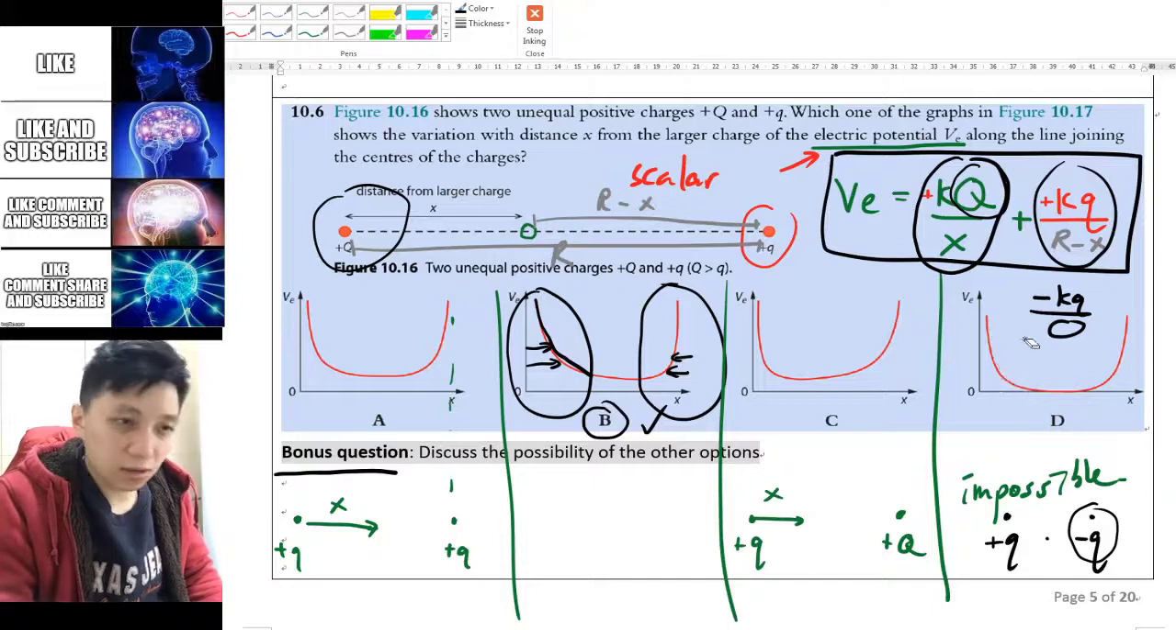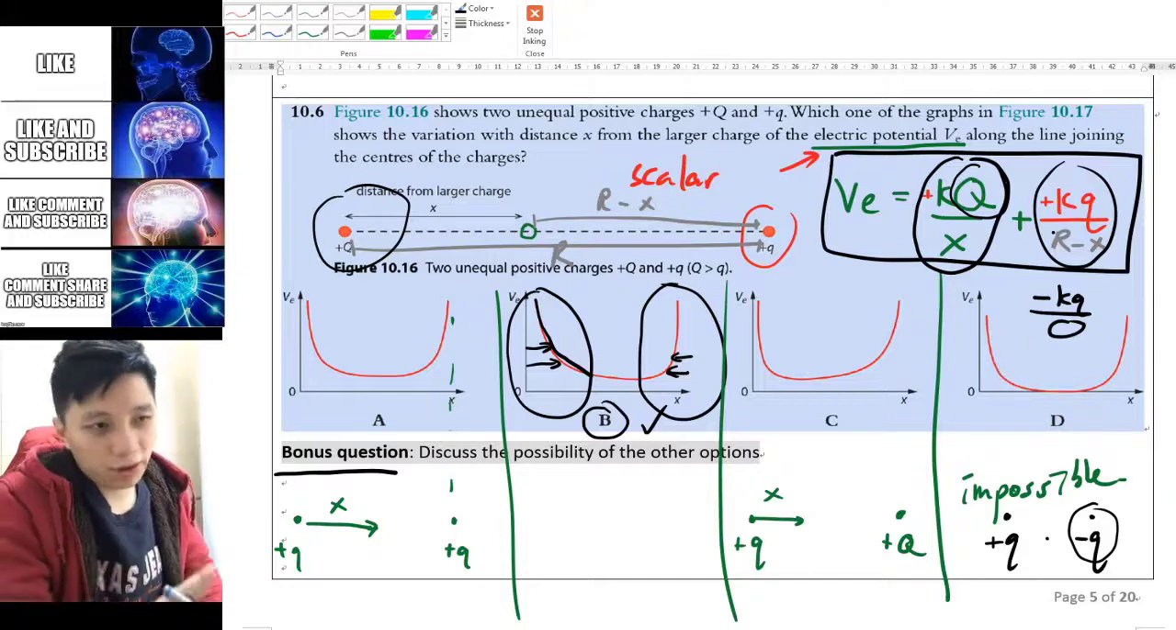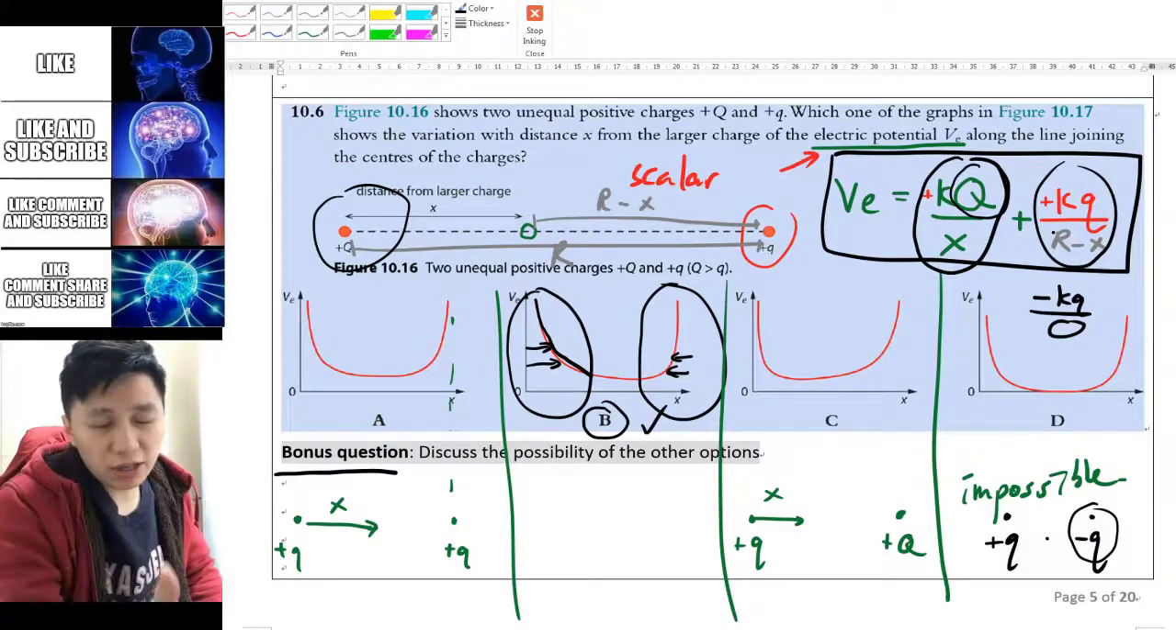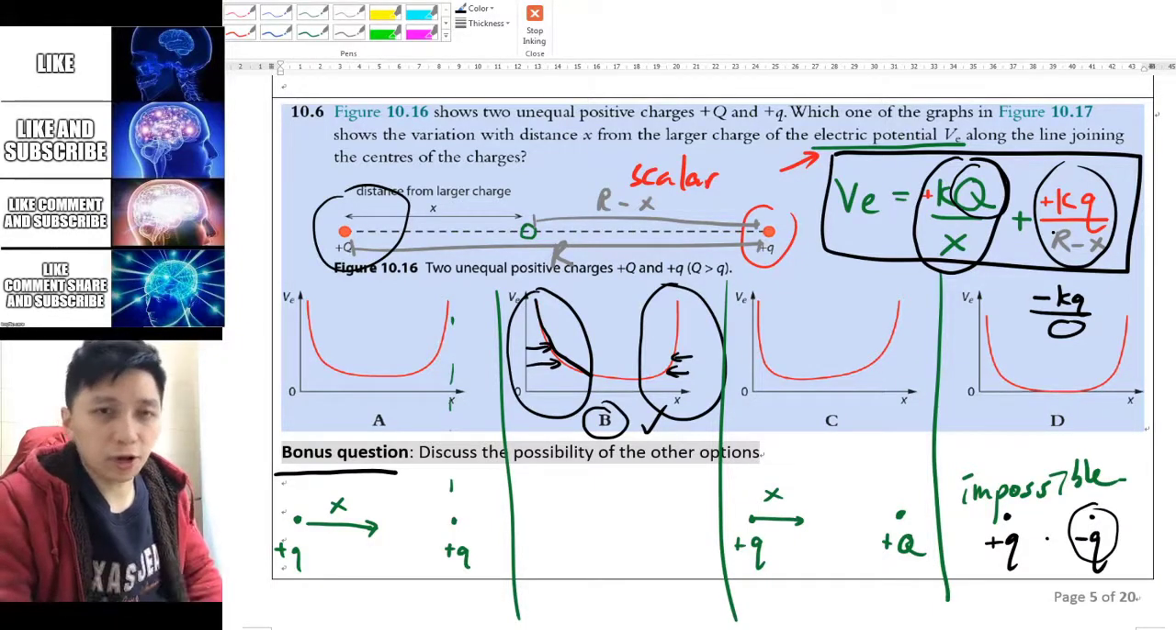And again, this graph is really impossible. If you can think of any situation that would really generate this graph, let me know in the comment section below.